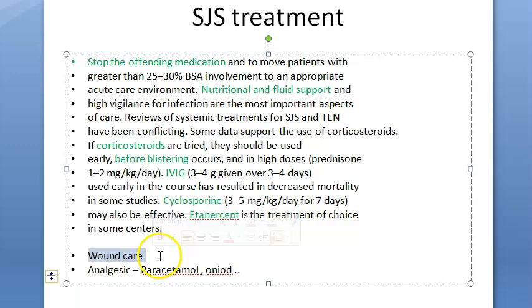And then if they have ulcers, what will you give? Wound care. Okay, and then you can give analgesics like opioid analgesics, or basically they're talking about paracetamol, acetaminophen, or opioid analgesics, they are saying. Why are they not suggesting NSAIDs, guys? Very good, because NSAIDs are one of the causes of Stevens-Johnson syndrome.